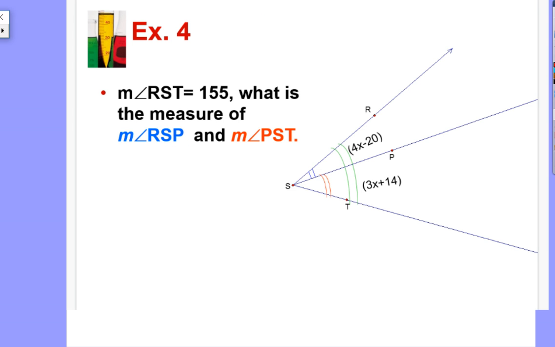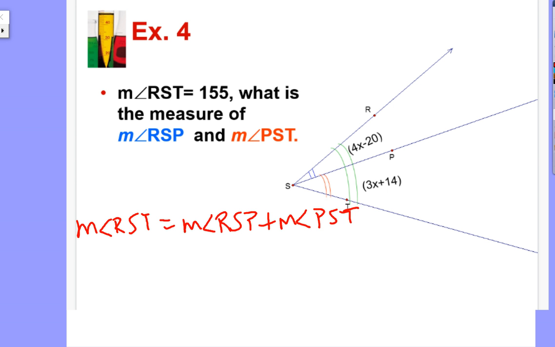So let's think about how we can utilize this in a possible application. In the example, it says that the measure of angle RST is 155 degrees. So we know that the measure of angle RST is equal to the measure of angle RSP plus the measure of angle PST. Since this is 155 degrees, I'll just substitute that in. RSP is 4x minus 20, and PST is 3x plus 14.